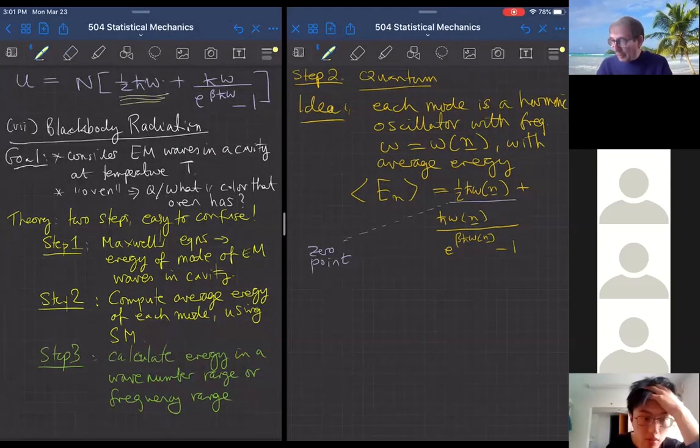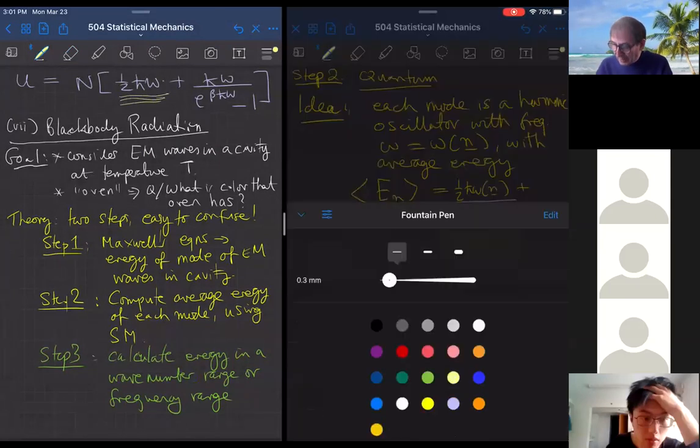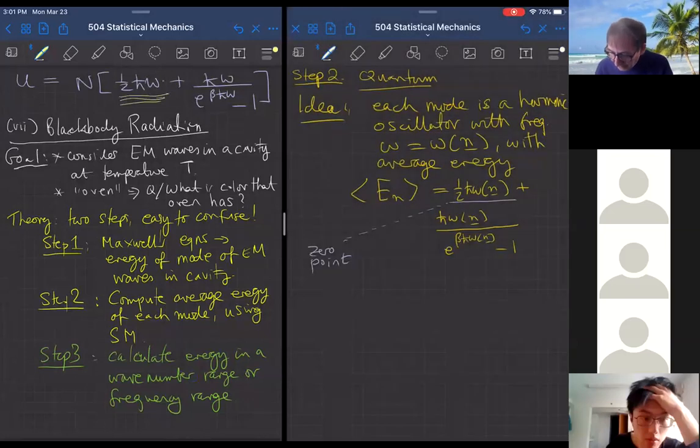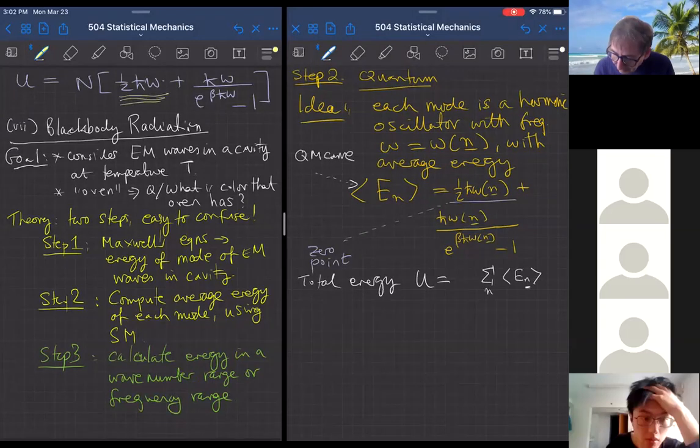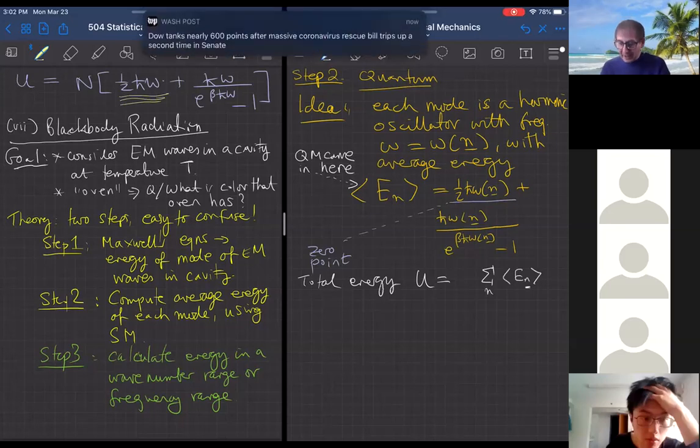Okay, so now that we have that, what I need to do is compute the total energy. So what is that? That's just the sum over the modes of the thermal expectation value of E of n. And all the quantum mechanics has come into this thermal average. So that's where the quantum mechanics came from.